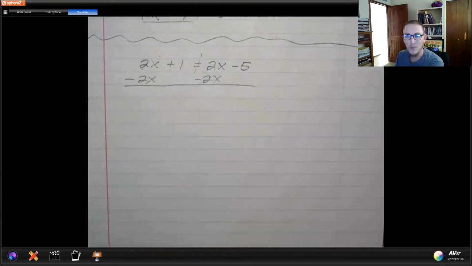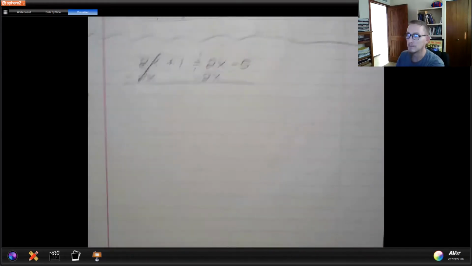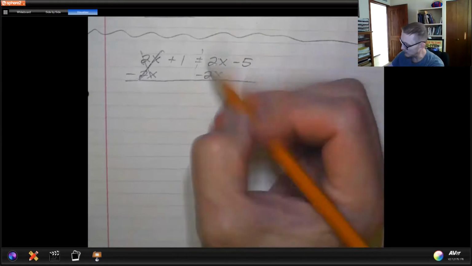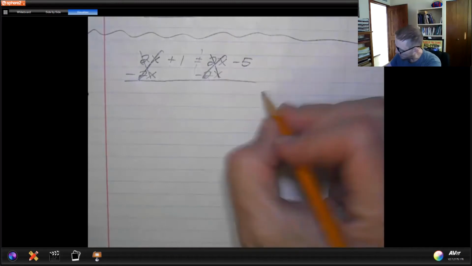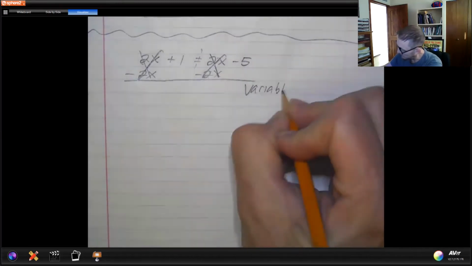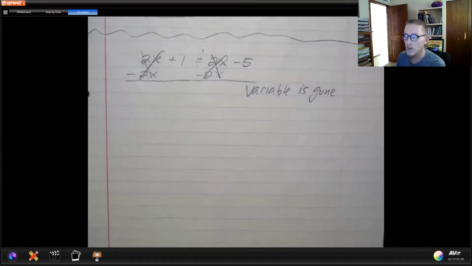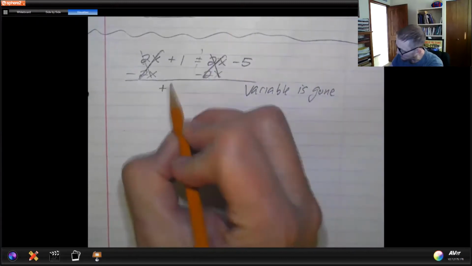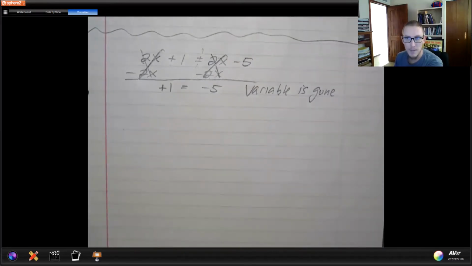Now, I want you to look very carefully at what happens in this particular problem before I do it. I want you to look at those two x's. 2x minus 2x cancel out. All of the x's are gone. The variable is gone. There is nothing to solve for anymore. The only thing that is now left is positive 1 equals negative 5. Well, positive 1 equals negative 5 is a false statement.